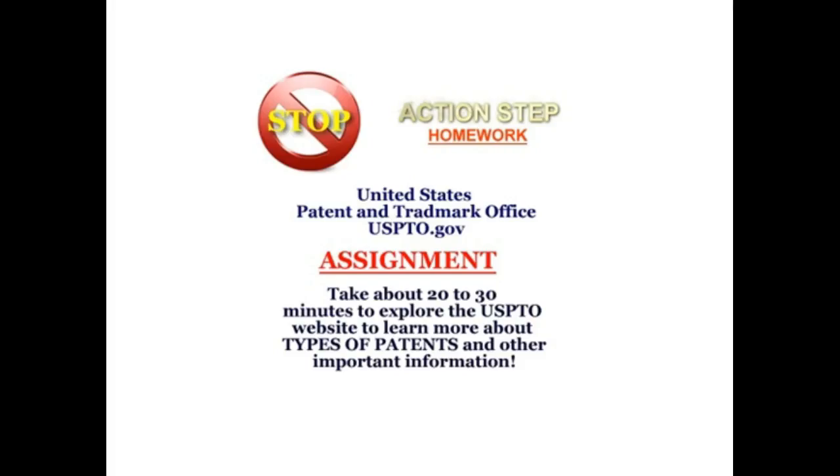All right, are we ready for another homework assignment? The next homework assignment is to go to the uspto.gov website. This is your primary U.S. Patent and Trademark Office website, and take about 20 or 30 minutes to explore much information about other types of patents and all sorts of things. This is a great website. Go spend about 20 or 30 minutes exploring the uspto.gov website.